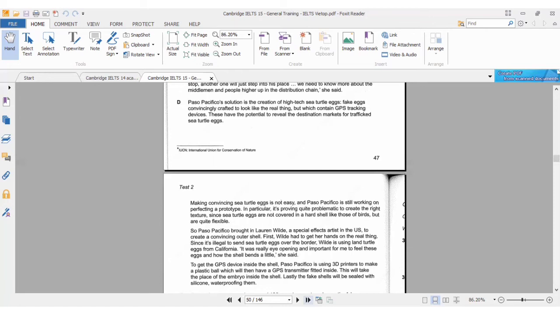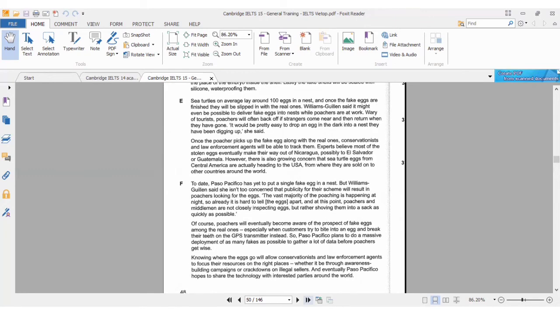First, Wild had to get her hands on the real thing. Since it's illegal to send sea turtle eggs over the border, Wild is using land turtle eggs from California. It was really eye-opening and important for me to feel these eggs and how the shell bends a little, she said. To get the GPS device inside the shell, Passo Pacifico is using 3D printers to make a plastic ball, which will then have a GPS transmitter fitted inside. This will take the place of the embryo inside the shell. Lastly, the fake shells will be sealed with silicone, waterproofing them.